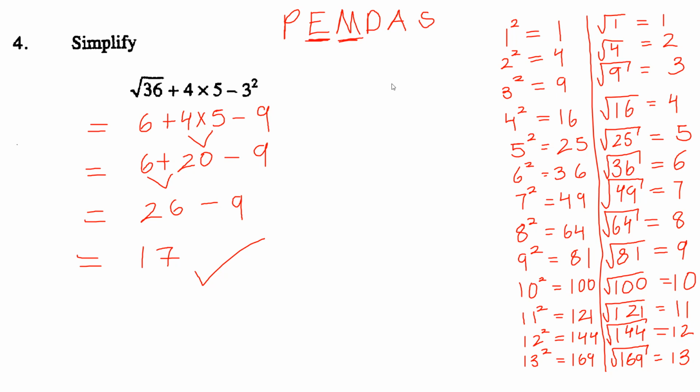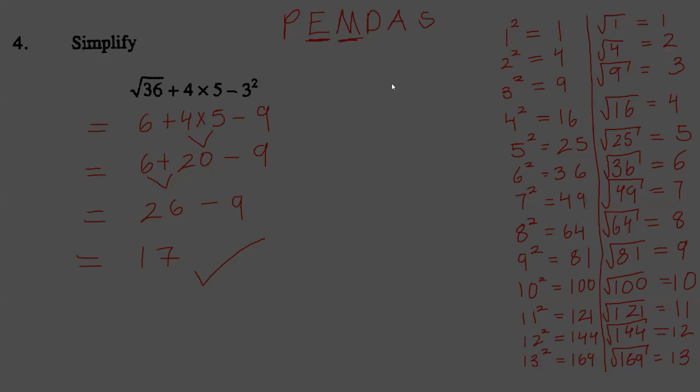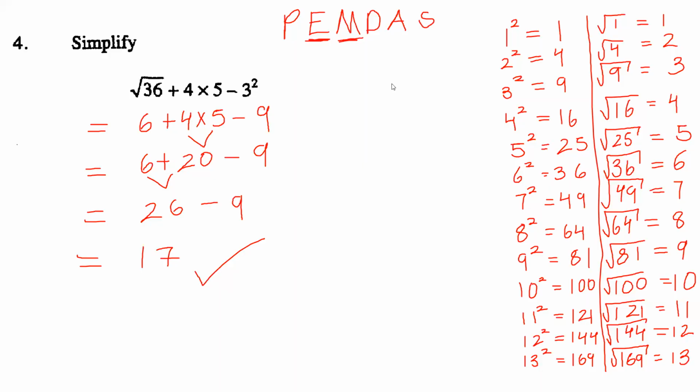Malia, where's Malia? Are you there? Can you hear me? I can hear you. Do you understand how we got 17? Yes, sir. Okay, good. Malik, do you understand how we got 17? Yes, sir. Okay, good. Do you understand how we got 17? Yes, sir. Good.